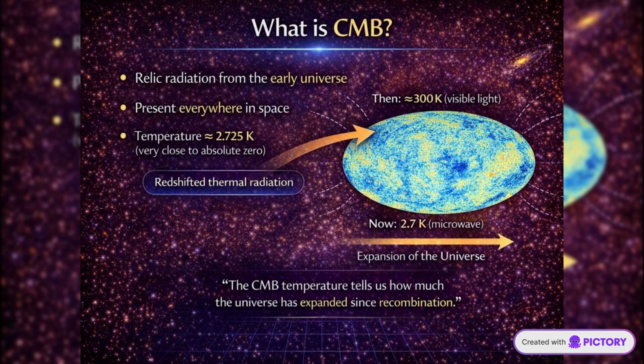The CMB is the afterglow of the Big Bang. It represents the oldest light we can observe. It gives us a snapshot of the universe when it was very young.